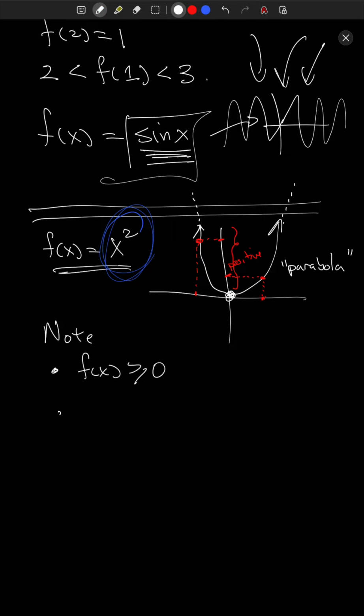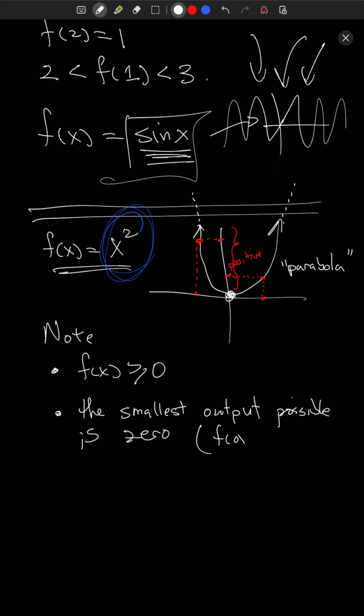All right, another interesting feature is that the minimum, the smallest value, the smallest output possible is 0, right? And in fact, f of 0 is equal to 0, right? So if I input 0, I actually don't even have to move. The output is right there, okay? So that's, again, a good feature to notice.